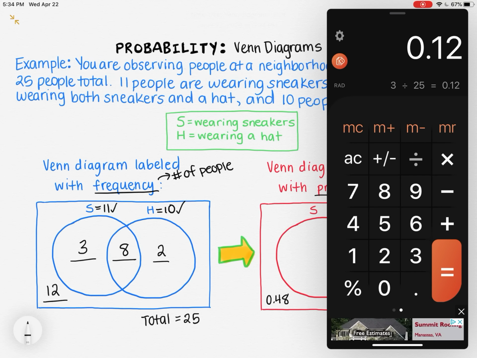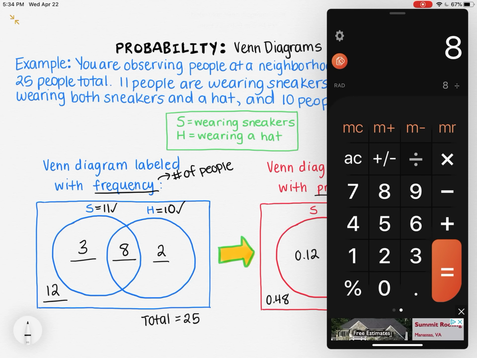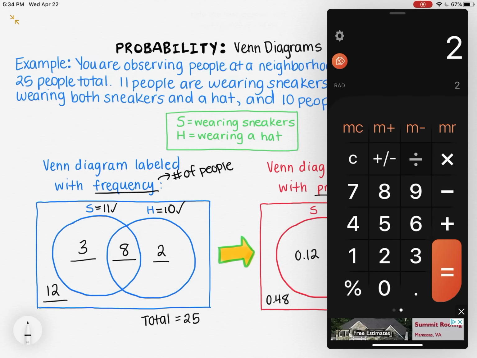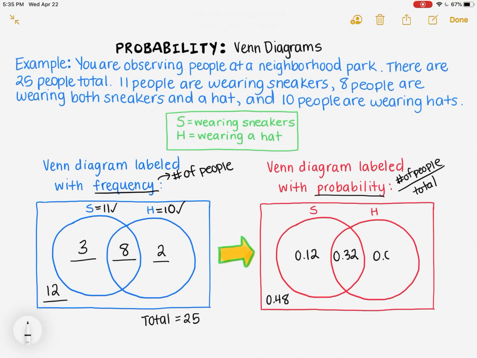Next, I'll take the 3 in the left circle, divide it by my total of 25. That gives me 0.12, which would be the probability of someone only wearing sneakers. Next, I'll take the 8 in the overlapping section, divide it by the total of 25. That gives me 0.32, which is the probability of wearing sneakers and a hat. Lastly, I'll take the 2 in my right circle, divide it by 25, and that gives me the probability of 0.08 of someone wearing only a hat.